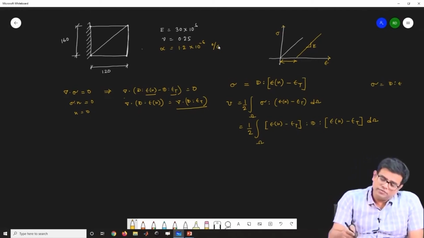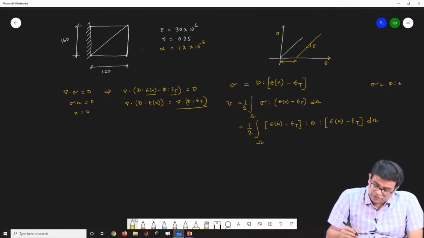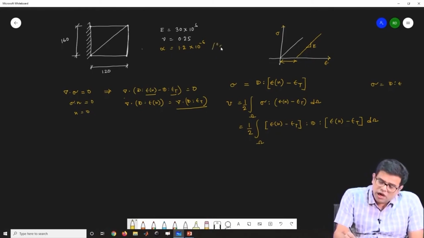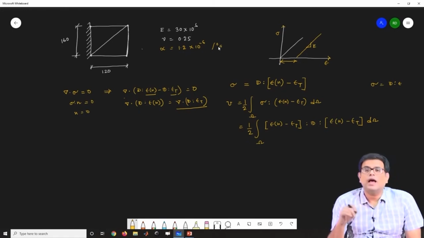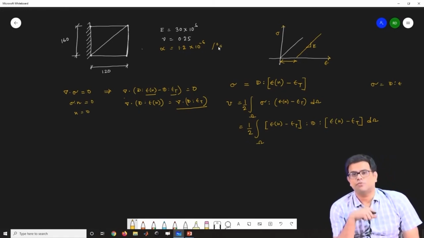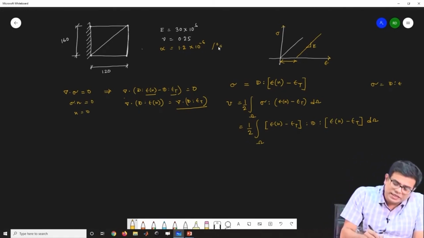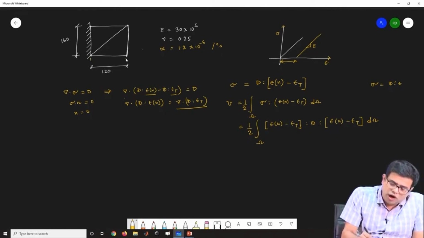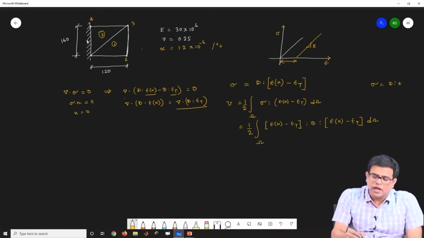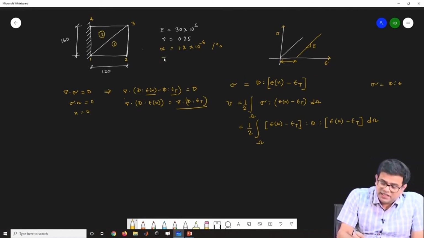So that we can choose effectively. Now if I wanted to solve this problem with the same discretization, for instance nodes 1, 2, 3, 4, where this is element number 1 and this is element number 2, and the temperature change T is 50 degrees, say 50 degrees centigrade.